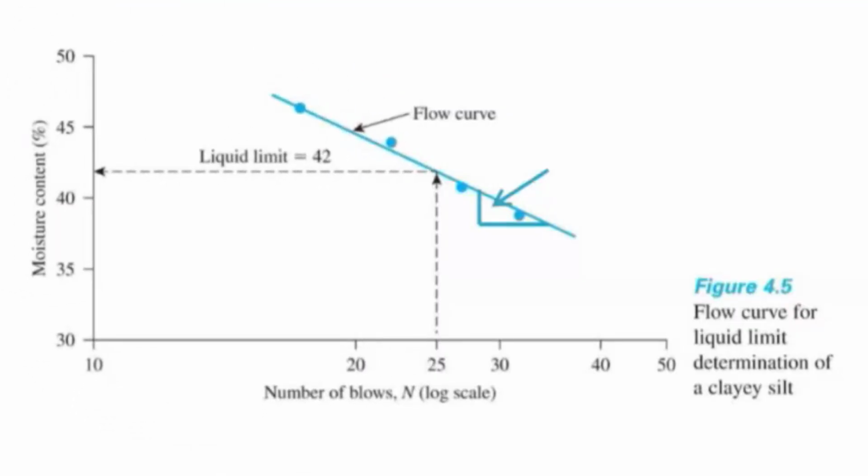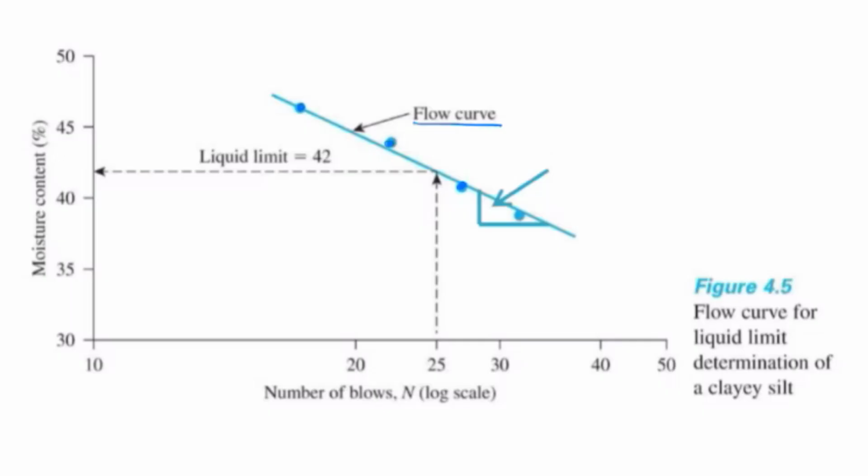When determining the liquid limit, the first thing you're going to do is plot the 3 various moisture contents that you've tested. So you can see here on our screen, we've plotted 1, 2, 3 moisture contents. You connect those 3 moisture contents into one line. Here we're calling that line the flow curve.